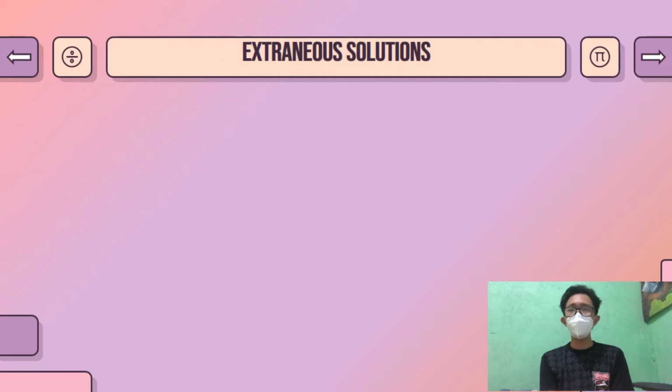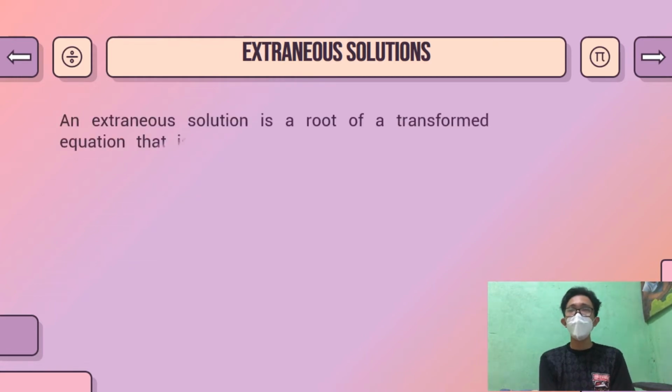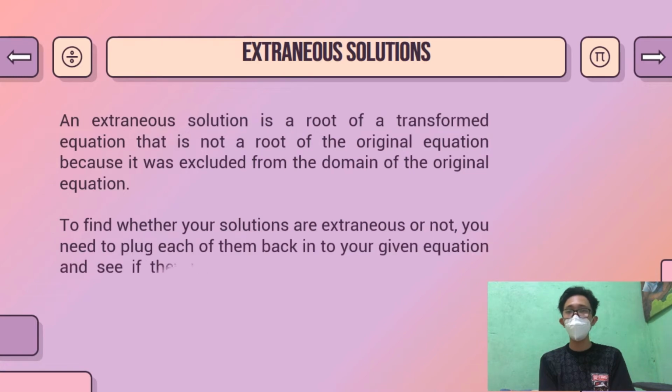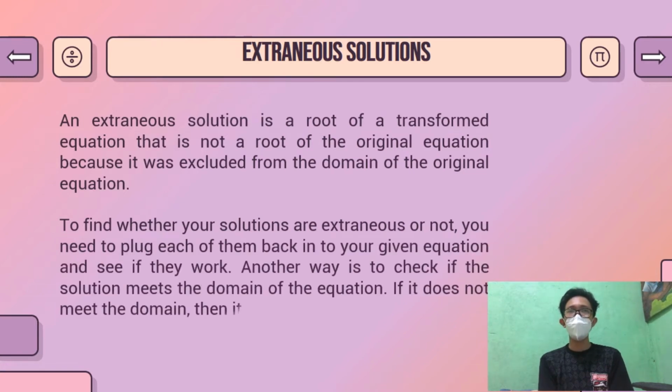So in solving rational equations, we cannot avoid the concept of extraneous solutions. An extraneous solution is a root of a transformed equation that is not a root of the original equation because it was excluded from the domain of the original equation. To find whether your solutions are extraneous or not, you need to plug each of them back to the given equation and see if they work. Another way is to check if the solution meets the domain of the equation. If it does not meet the domain, then it is considered extraneous.